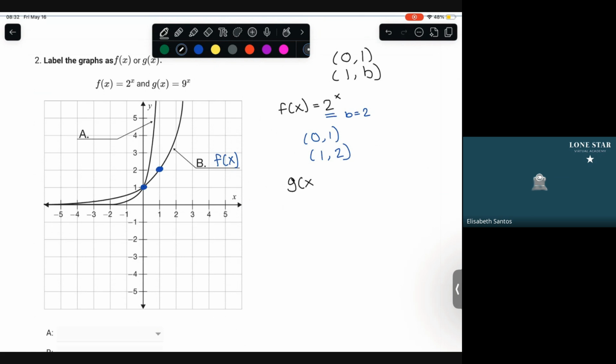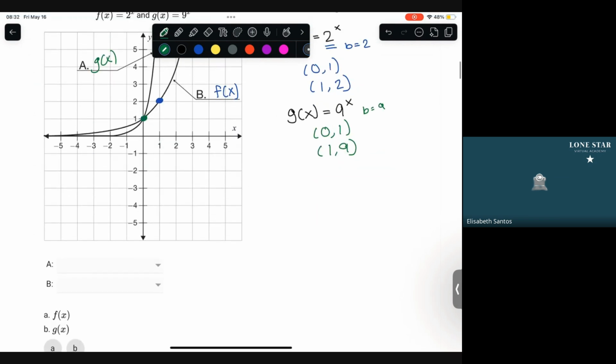And then g of x equals 9 to the power of x. So the points are going to be (0, 1) and then (1, b). Here b is 9. So (0, 1), which is here, and then (1, 9), which is all the way somewhere up here. That's most likely this graph. Okay, so that means that A is B, and this one's B.